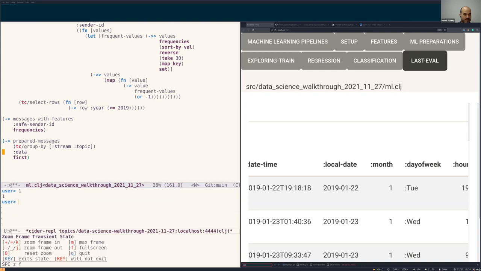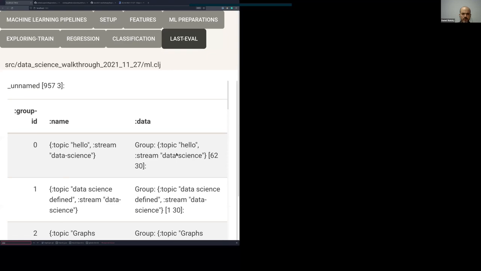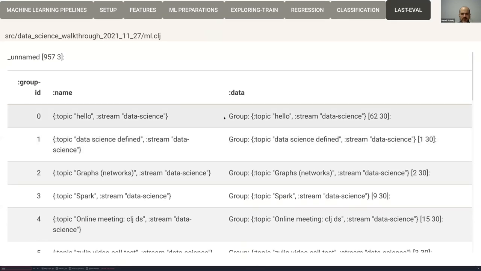Let us, for example, take this example. What are we doing here? We are taking these messages with features. We will group by stream and topic. What happens when we do that? We're getting this grouped data set, which has kind of a nested structure of tables inside the table. We discussed that a little bit yesterday, and so maybe on another workshop we'll dive into it more. But the idea is that, you see, for every stream and topic, we have a whole data set of all messages of that stream and that topic.